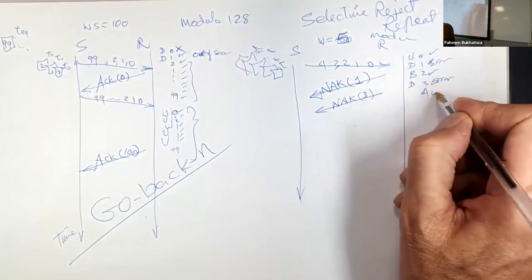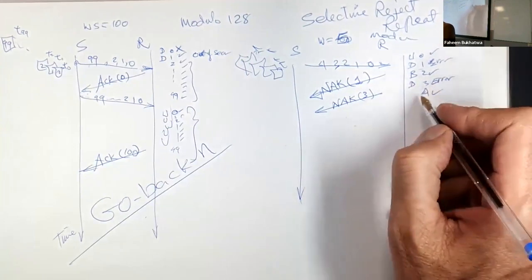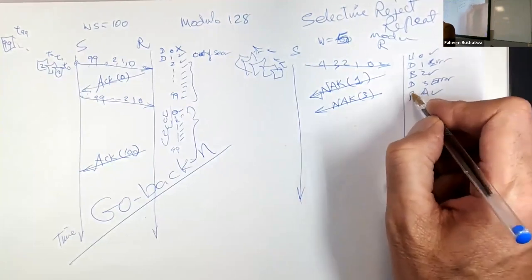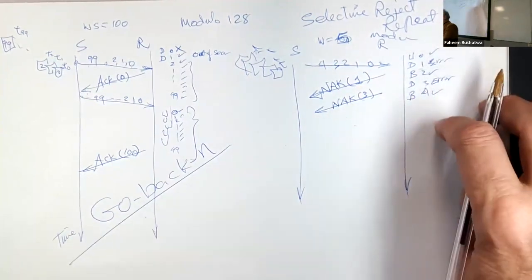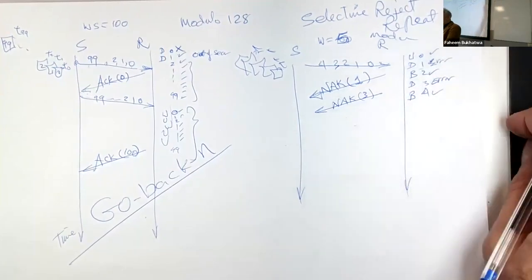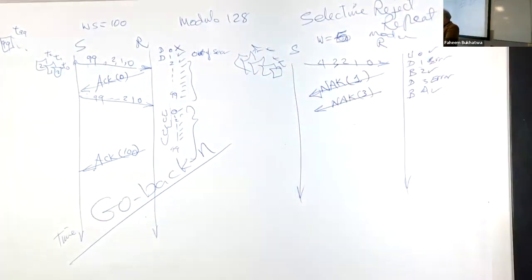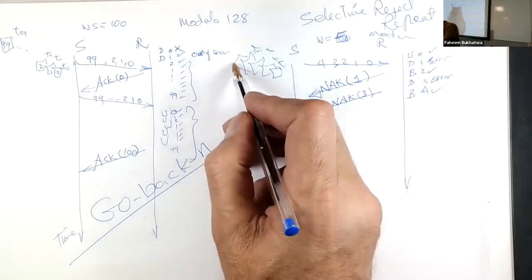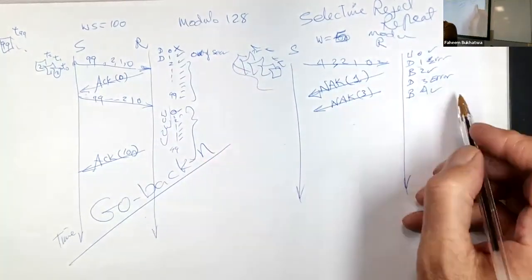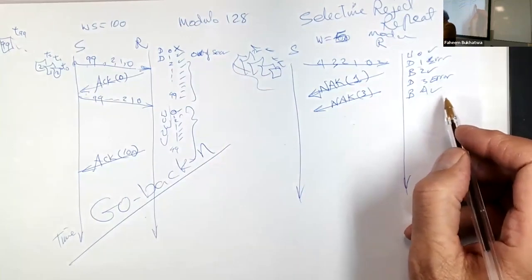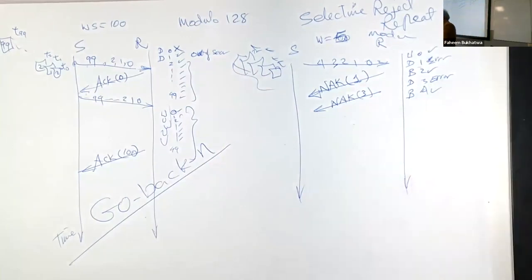Number 4 is good. Can we send it to the user? No, but keep it in memory. So now we need memory for the receiver. In selective reject, we need memory for the receiver as well. Of course, the sender has to keep copies of all the frames. The receiver also needs to keep copies of the frames that follow a bad frame.